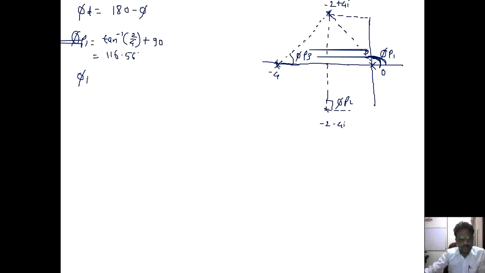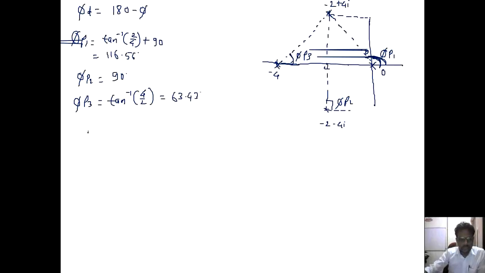Now next is phi p2. You can see here phi p2 is exactly 90 degree, and last one is phi p3. Phi p3 is tan inverse of opposite over adjacent. Opposite is 4, on the y-axis we have gone up to 4, and adjacent is 2, so 4 by 2, or simply tan inverse 2, which is 63.43 degree.